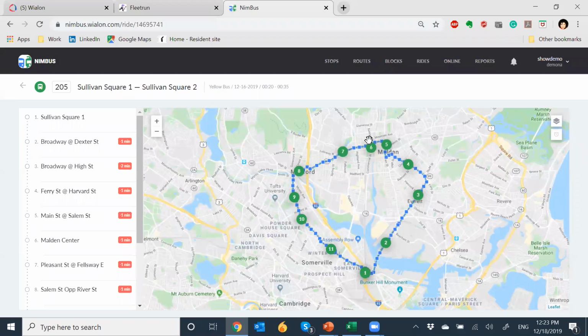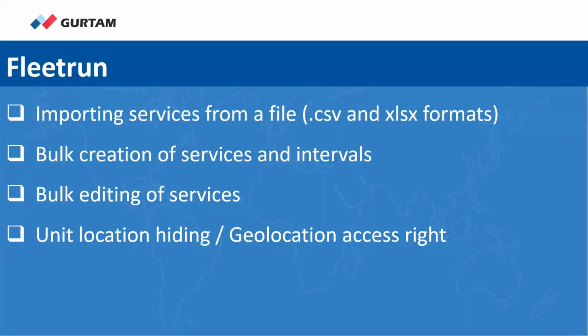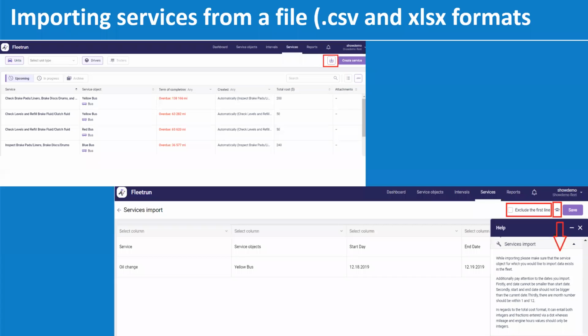So that's the major update for Nimbus this quarter. Next one, last but not the least, is our maintenance app, Fleet Run. This quarter we had a couple of updates. Among those, now you can import services from your Excel file to the system. Also, bulk creation of services and intervals, as well as bulk editing of services, is available. And now you can also hide unit location from the monitoring panel.